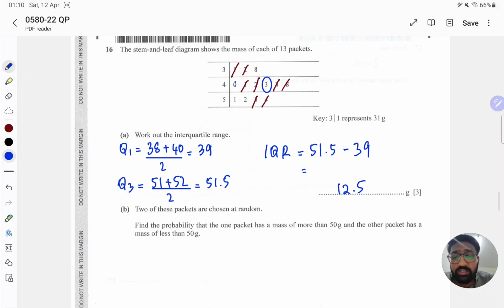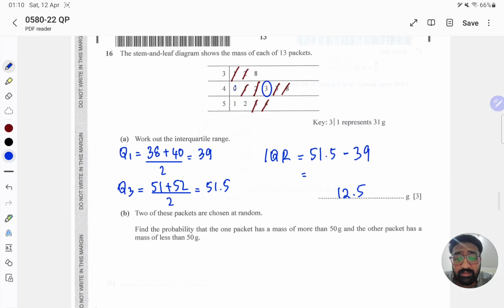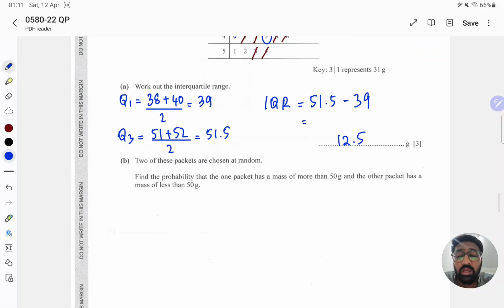Okay, the second question says that 2 of these packets are chosen at random. This is the 16B. So find the probability that one packet has a mass of more than 50 grams and the other packet has a mass of less than 50 grams.